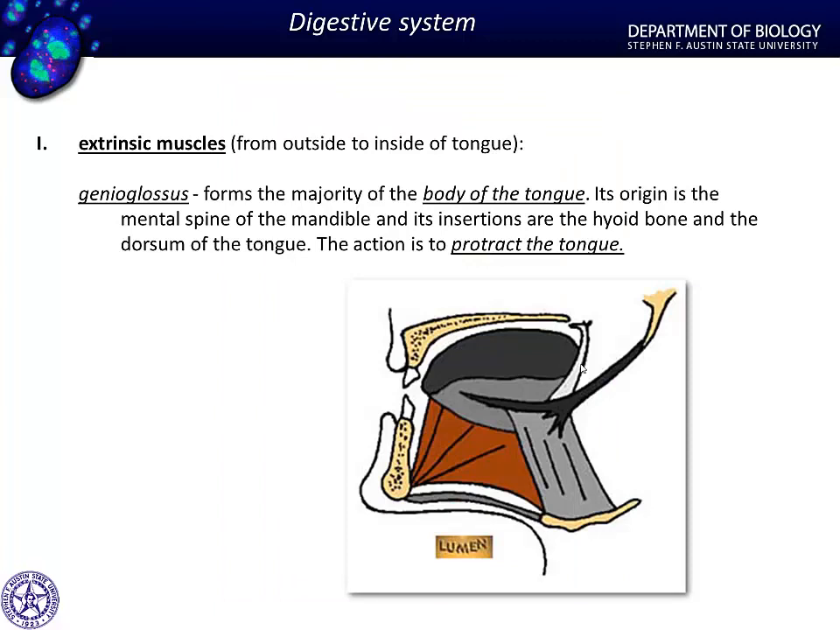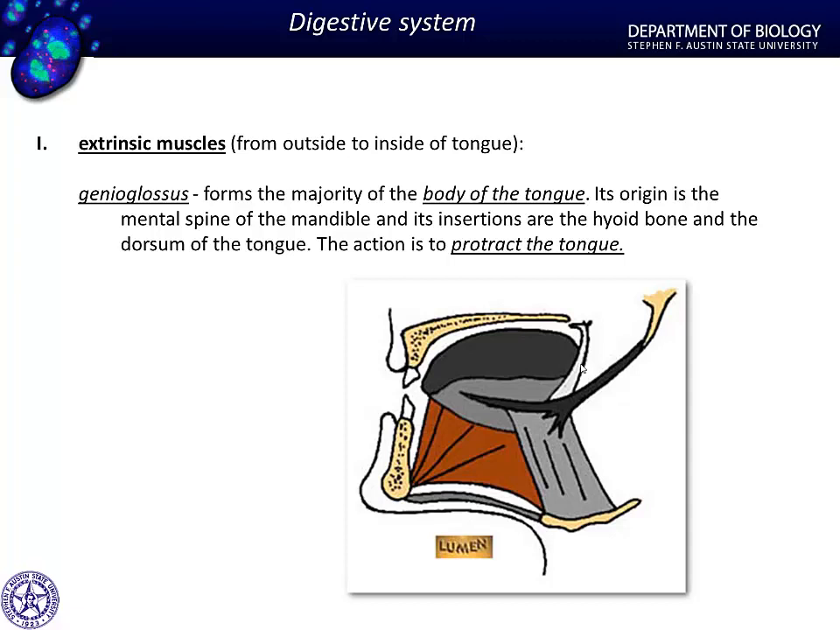Now, all of the muscles in the tongue are going to function in different ways, and we have a number of them that we're going to talk about. We have some muscles that are extrinsic in nature, and that means they're going to be connected outside to a bone, for instance, and then they are a part of the tongue. So one of our extrinsic muscles is the genioglossus. And this is going to essentially be the body of the tongue itself.